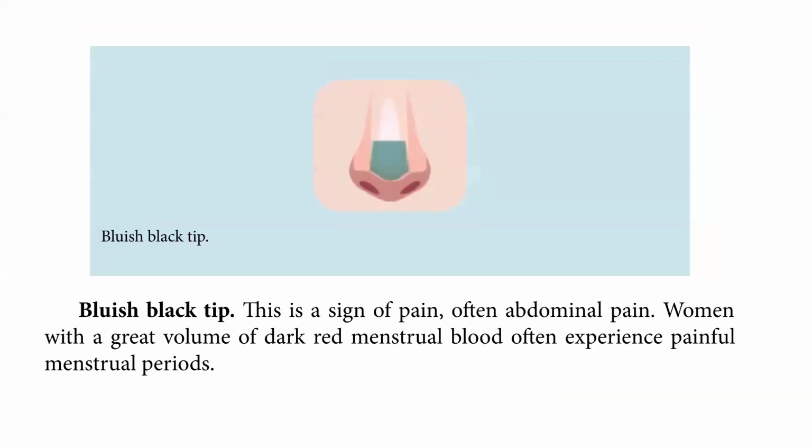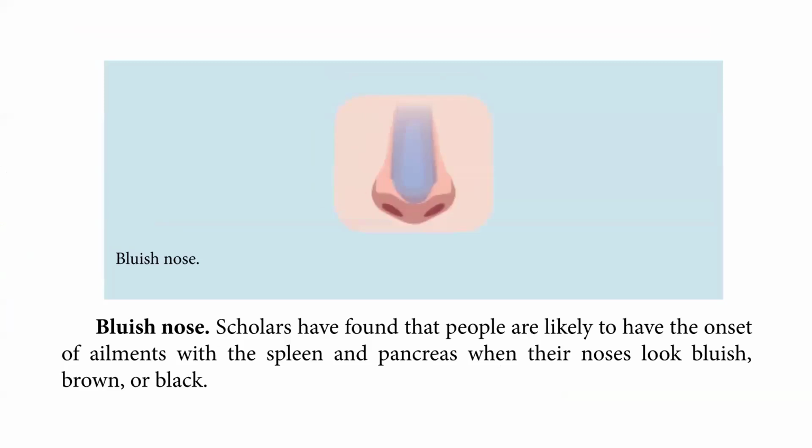Here is a bluish black tipped nose. This is a sign of pain, often abdominal pain. Women with a great volume of dark red menstrual blood often experience painful menstrual periods.